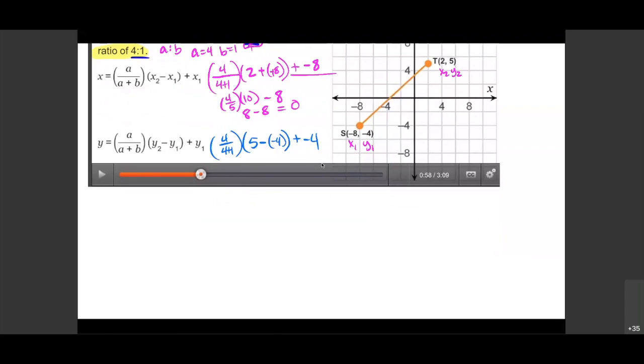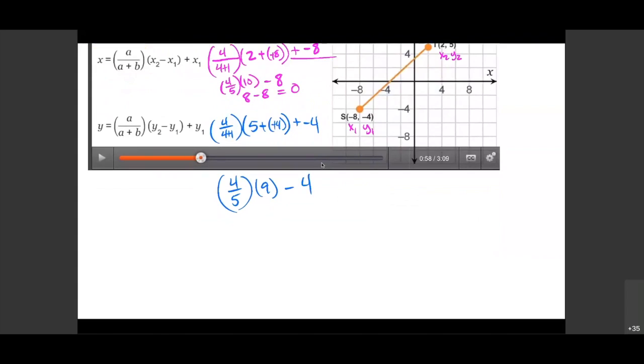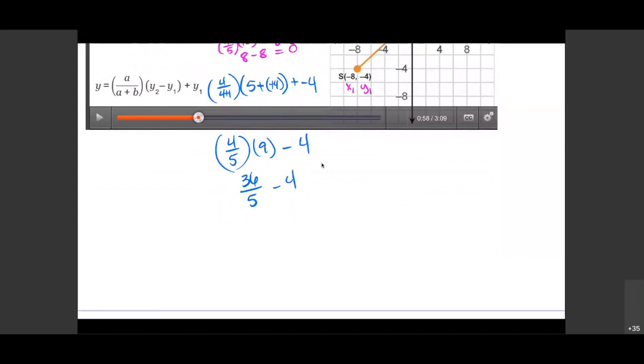So 4 over 4 plus 1 is 4/5. Minus a minus is something, that's going to be a 9. Then -4 because plus a negative is subtraction. 4 times 9, 36. 36/5 minus 4. So I need to have common denominators. So 36/5 minus, that's going to be 20/5. And this is going to give me a 16/5.